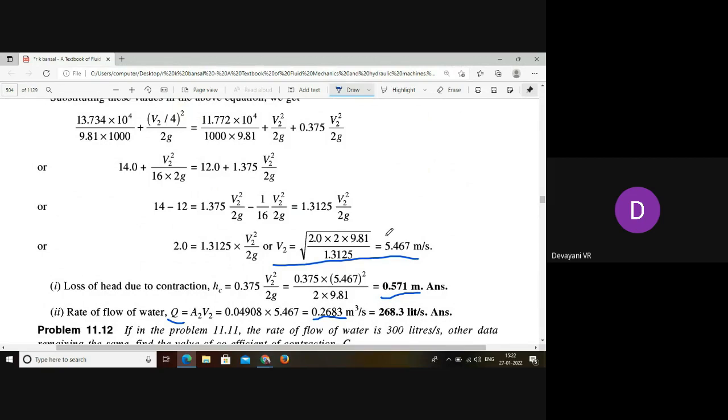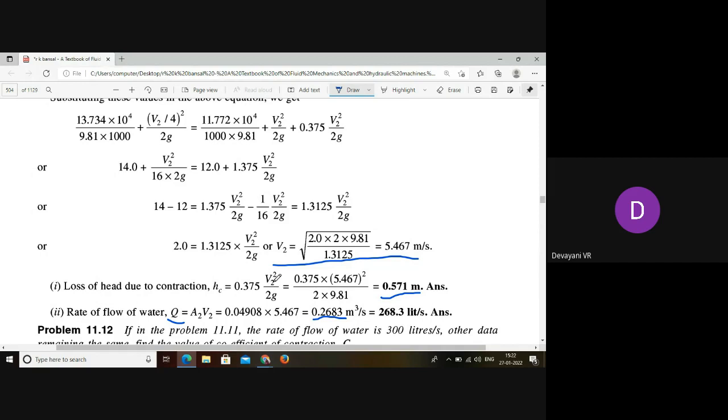And finally, after getting the velocity, we can calculate the head loss due to contraction using the formula 0.375 V2 square by 2g, and the discharge Q equals A2 into V2. That's it. So that is the formula to calculate the velocities and head loss due to contraction.